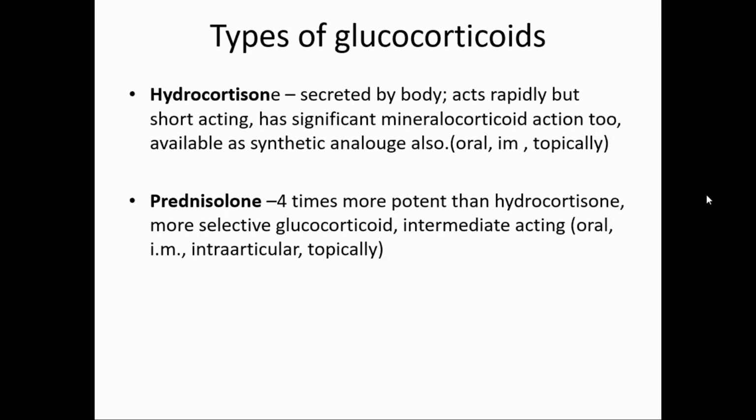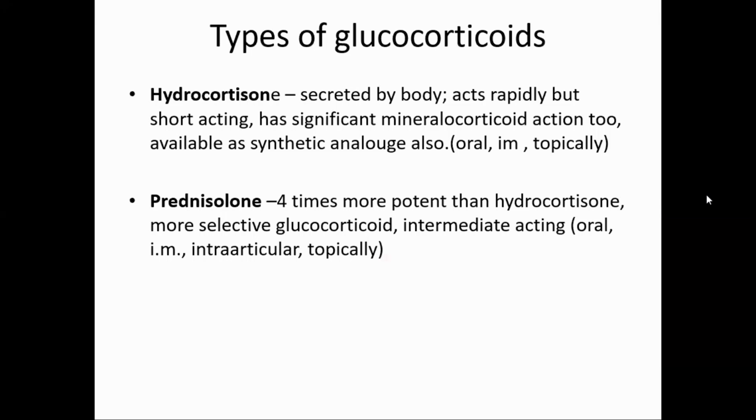It has significant mineralocorticoid action, and it is the only glucocorticoid which has equal mineralocorticoid as well as glucocorticoid activity. So hydrocortisone has both mineralocorticoid and glucocorticoid activity in the equal ratio. So it is secreted as an endogenous glucocorticoid, whereas it is also available as a synthetic analog, and it is available in oral preparation, intramuscular preparation, and in topical preparation.